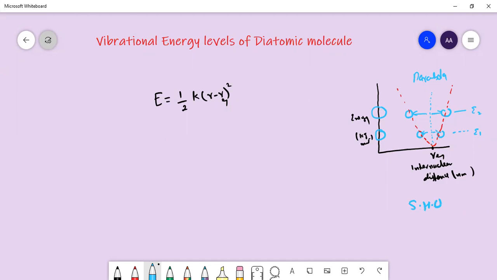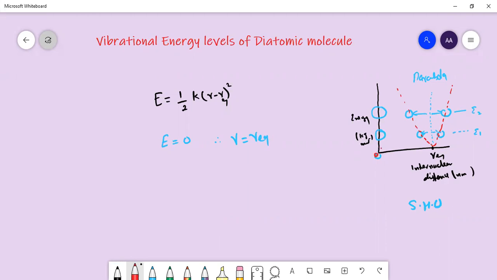In this equation, the zero energy of this diatomic molecule is when R and R equilibrium are equal. So the zero energy of the curve, E equal to 0, is when R is equal to R equilibrium. It means this is the position where the molecule is at its actual bond length, when there is no disturbance in this diatomic molecule. So this is the zero point.